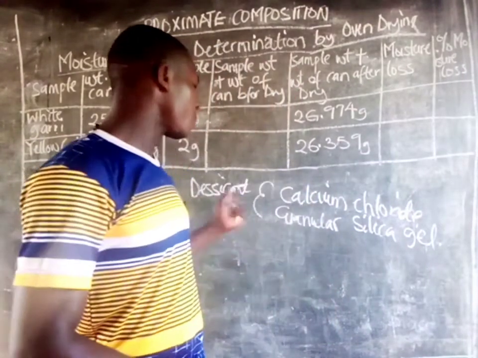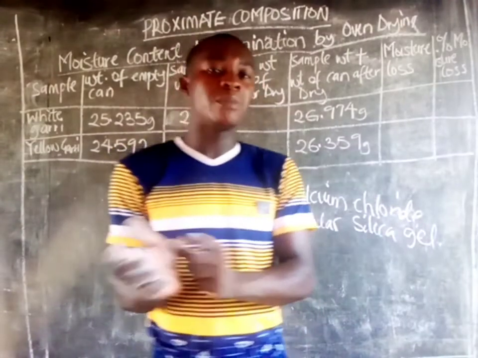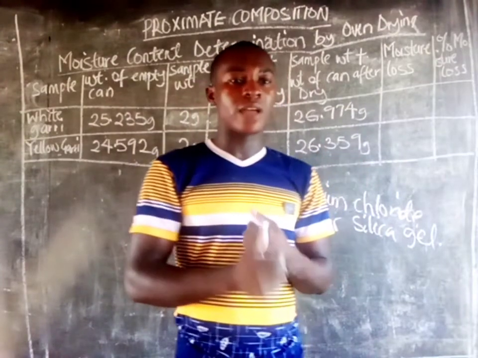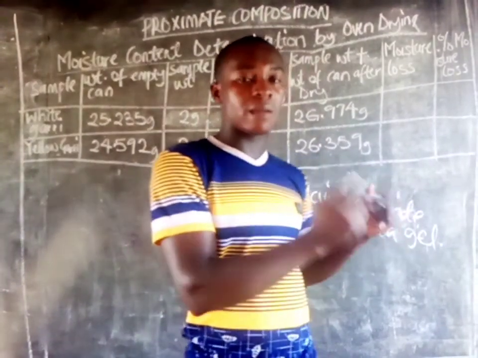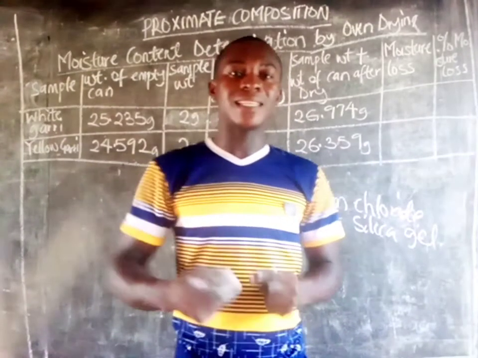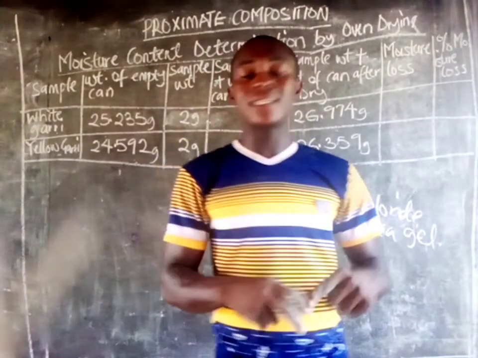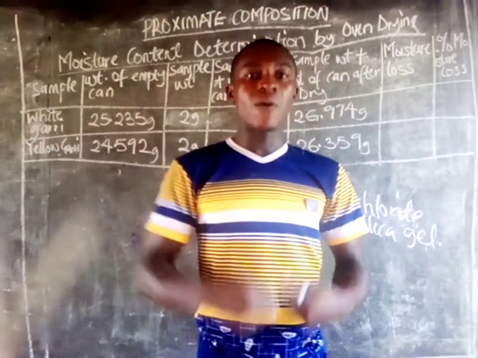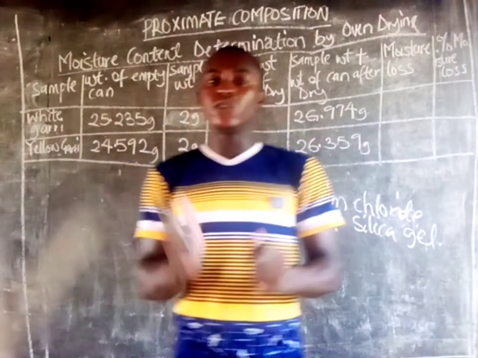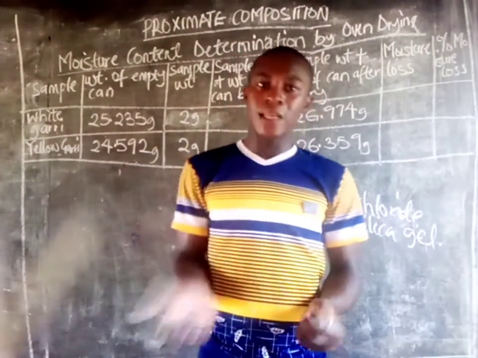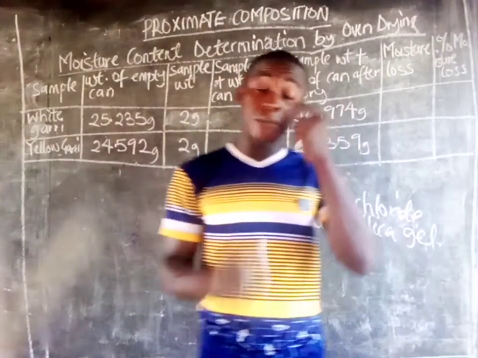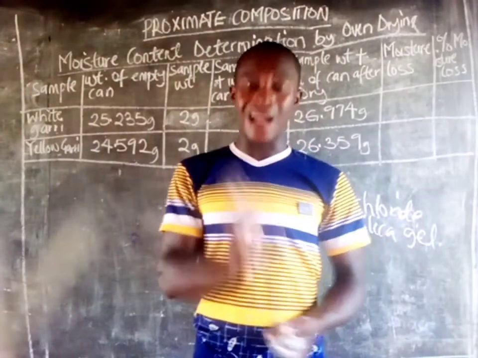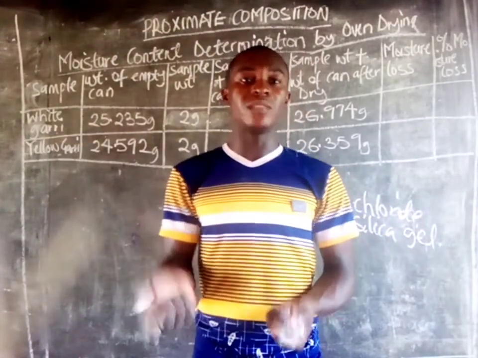And so when they put it in the desiccator, what you do next is you take the can from the desiccator and place it on the weighing balance. When you place it on the weighing balance, in that way you get to know the weight of the can. Now when you get the weight of the can, you put your sample inside the can. Now when you put your sample inside the can, you measure the weight of the can plus the sample that was put inside the can.